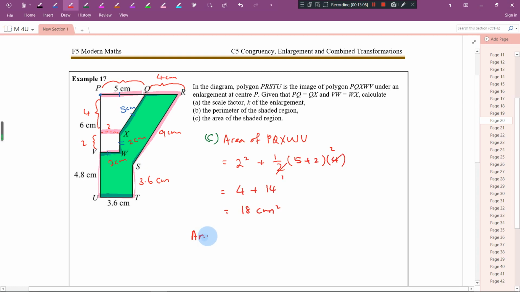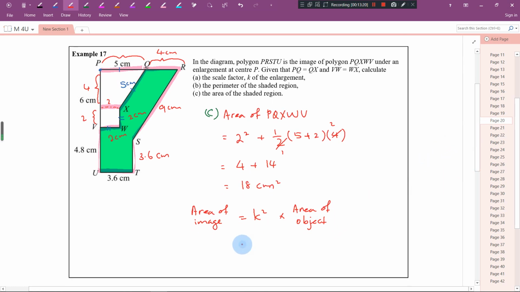So since just now I told you that area of image is equal to k squared times area of object. We know the k is 1.8, right? And the area of object, which is 18. So by using this formula, we can get the area of this image of PRSTU easily. Area of PRSTU is equal to 1.8 squared. Remember to square the scale factor, times 18, which will give you 58.32 square centimeters. And the question is asking the area of the shaded region. So we need to take the area of the whole diagram, minus the area of PQXWV, so that we will be able to get the area of the shaded region.